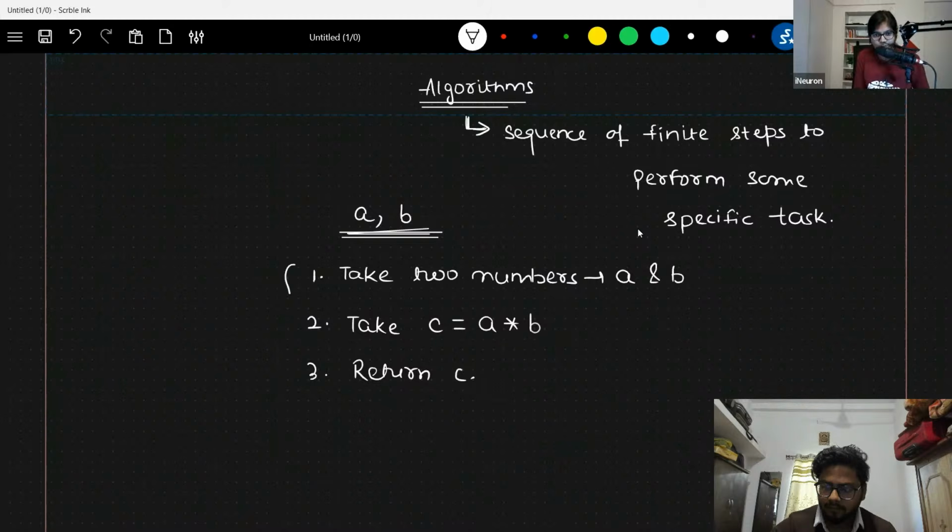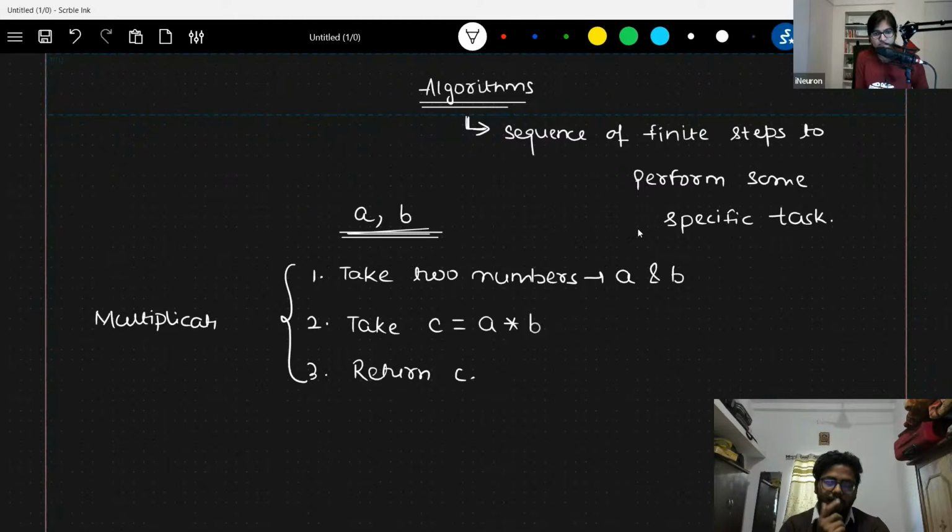Now, if you see, these are some finite steps. Step number one, taking two numbers. Step number two, multiplication of those two numbers. Step number three, returning that variable. So this is something which we call an algorithm. Which task are we performing here? The multiplication of two numbers. Very simple, right?